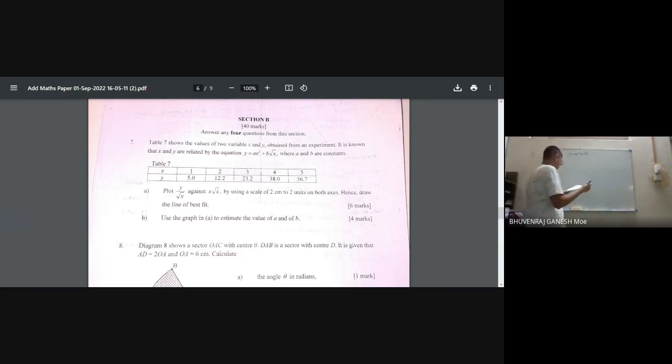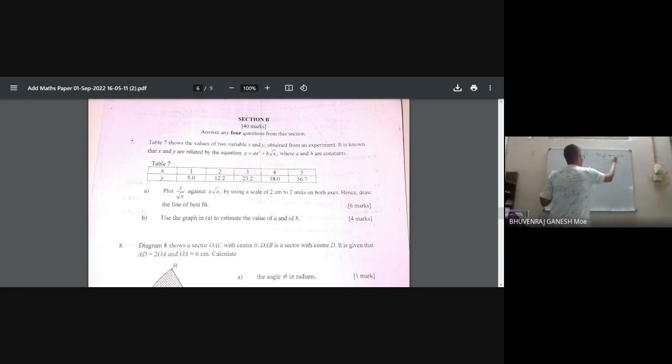So basically, when you see this equation, you have to notice the question asks you to plot y over square root x against x square root x. So the first part, when you see this question, you have to think how you are going to convert this equation into y over square root x on the left hand side and x square root x on the right hand side. This is actually going to the form of y equals mx plus c.